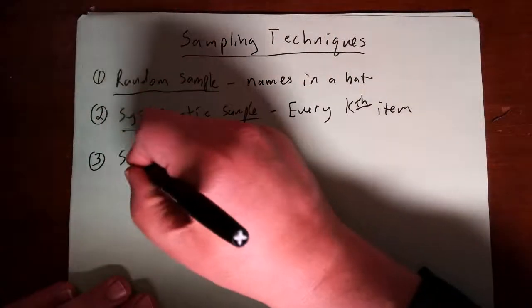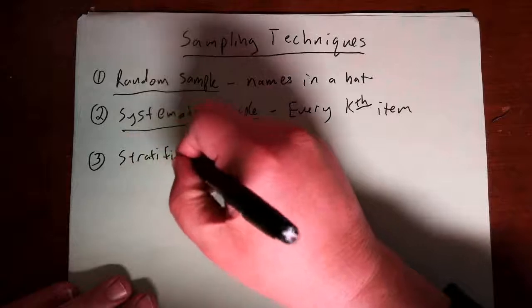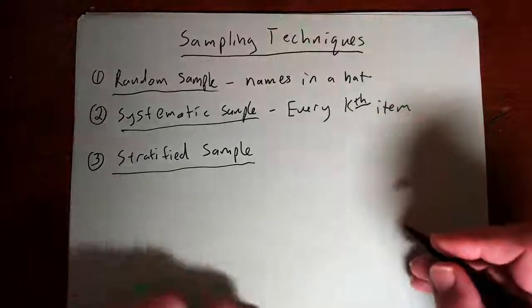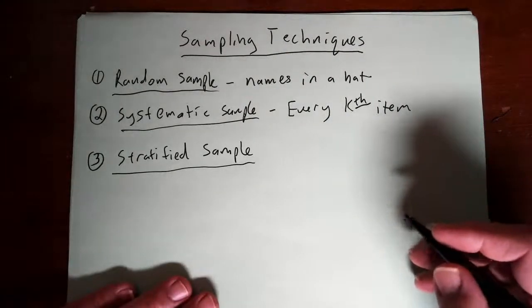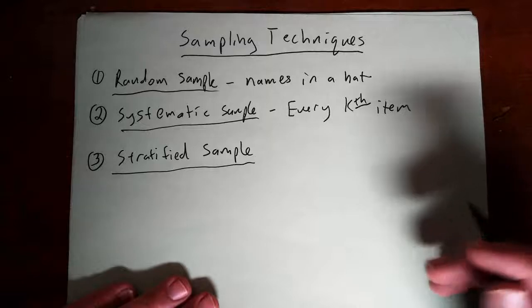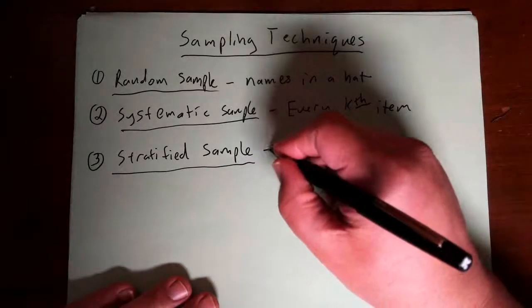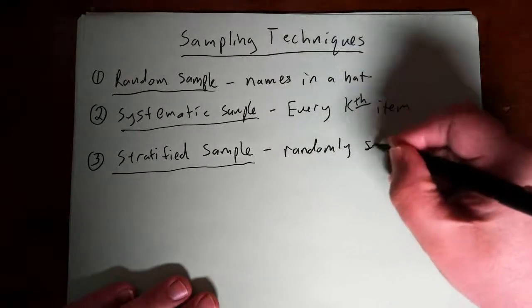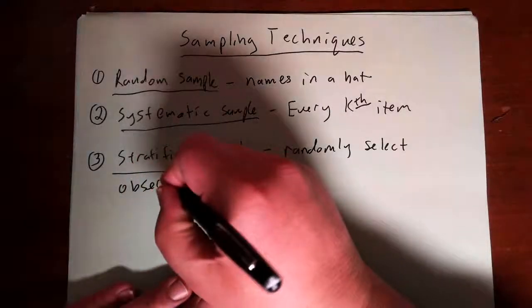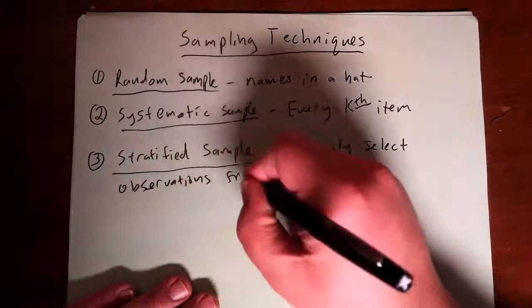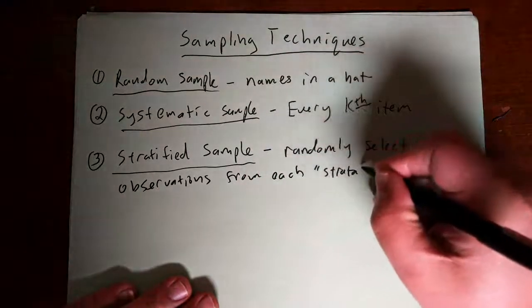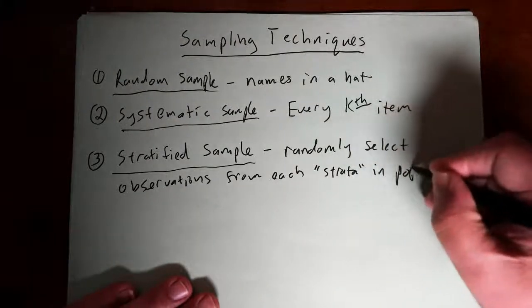Then you have a stratified sample, and so this is when you take the population and you split it up into strata, and you randomly select observations from each strata. So let me just say randomly select observations from each, and then I'll put in quotes, strata in the population.